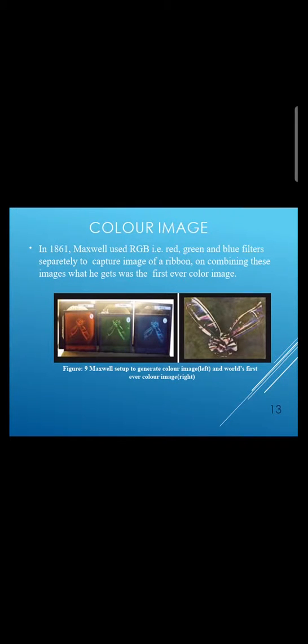Color image. In 1861, Maxwell used RGB, that is red, green and blue filters separately to capture an image of a ribbon. On combining these images, what he got was the first ever color image.